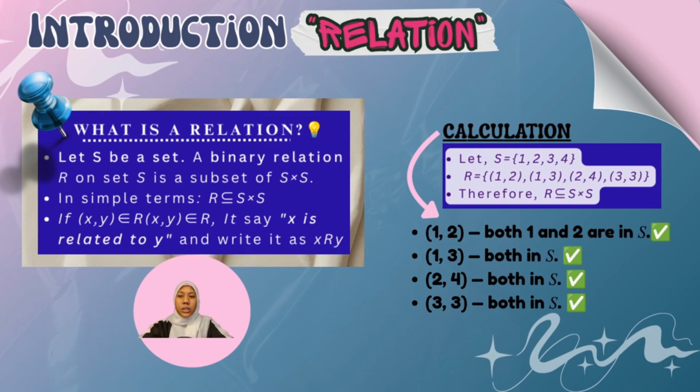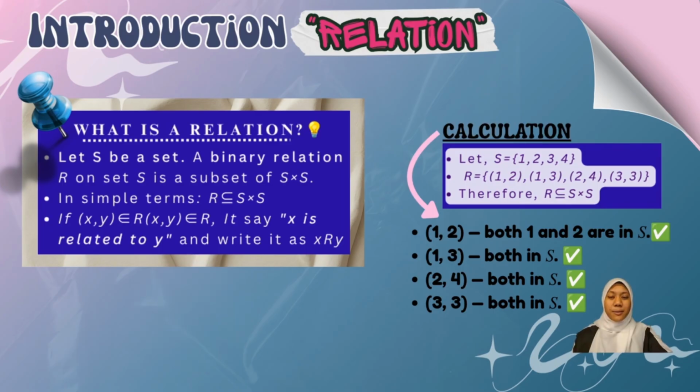What is a relation? We define a binary relation on a set S as simply a subset of the Cartesian product S cross S. That means we take any set of ordered pairs where both the first and second elements come from set S. If the pair (x, y) belongs to the relation, we say x is related to y and write it as x R y.